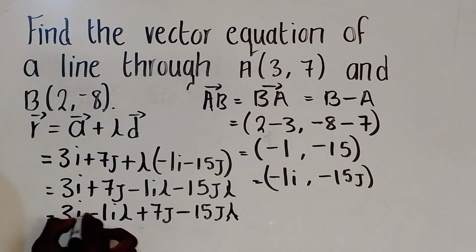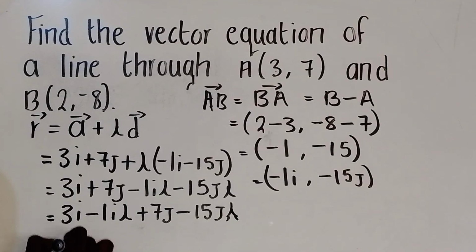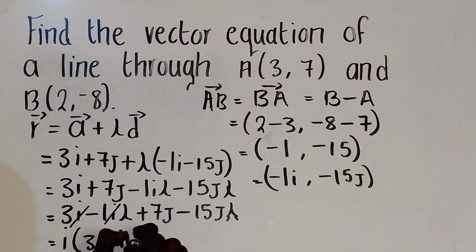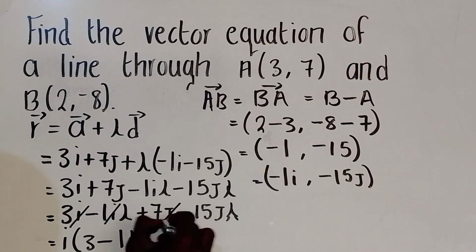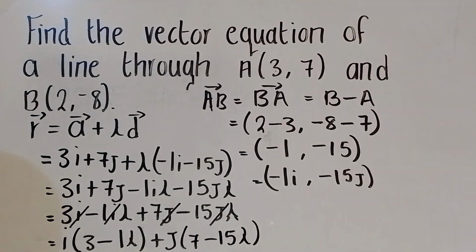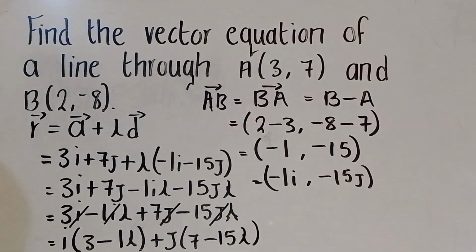So what is common? i. So outside we will put i, then we put 3, since I've removed this i and this one, so we put 3 minus what? Minus 1 lambda, like this. So what is common here? We have j and we also have j. So it will be positive j, and then we get 7 minus 15 lambda, which is a scalar. So this here is the answer.